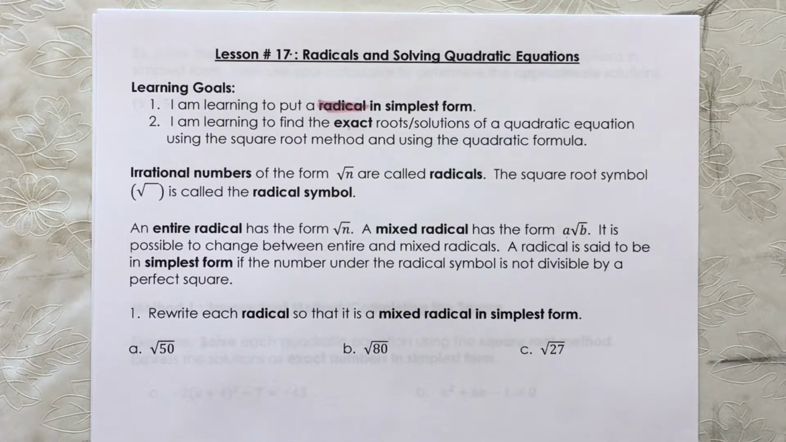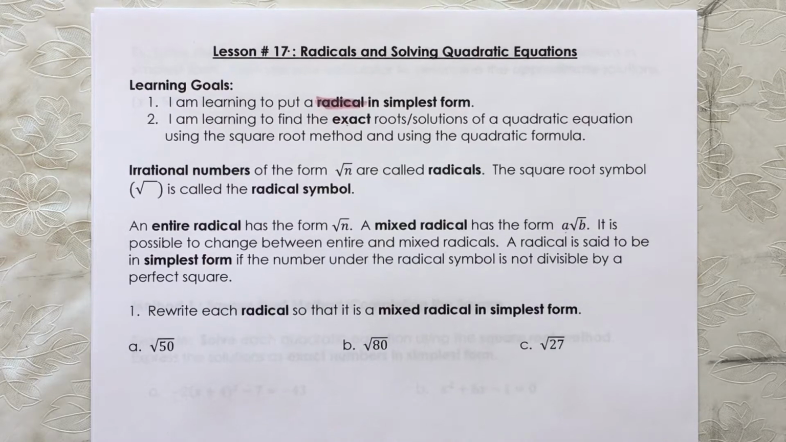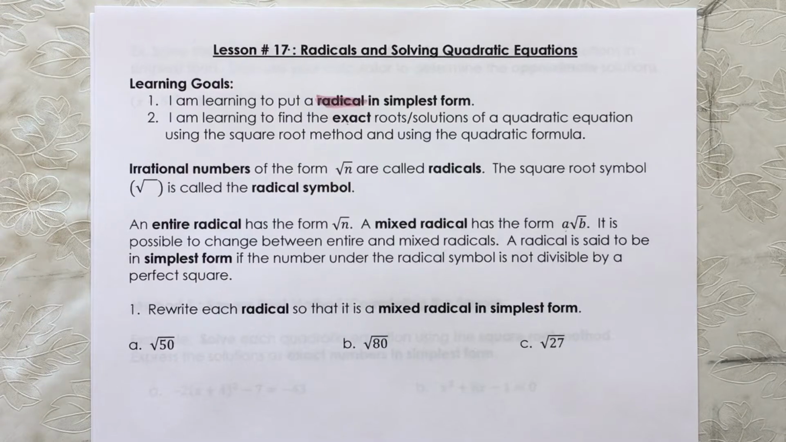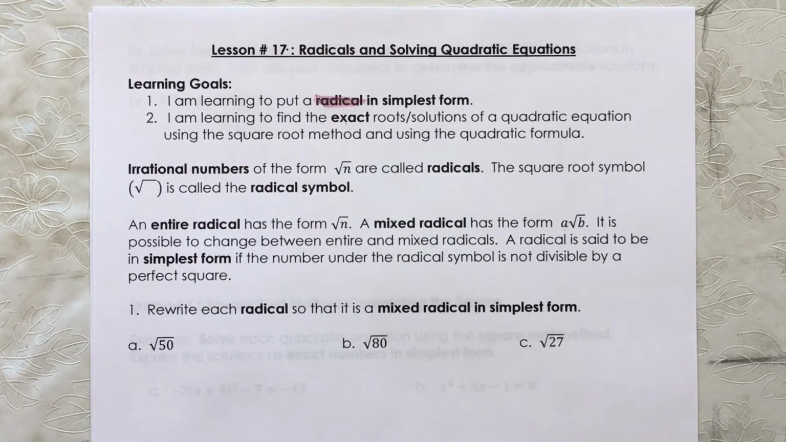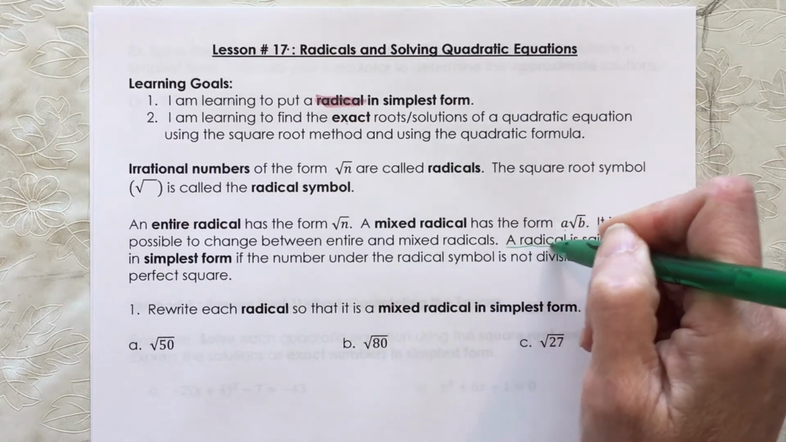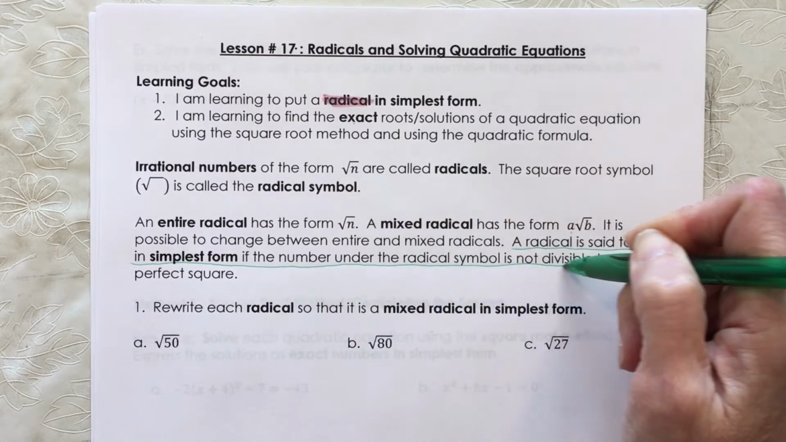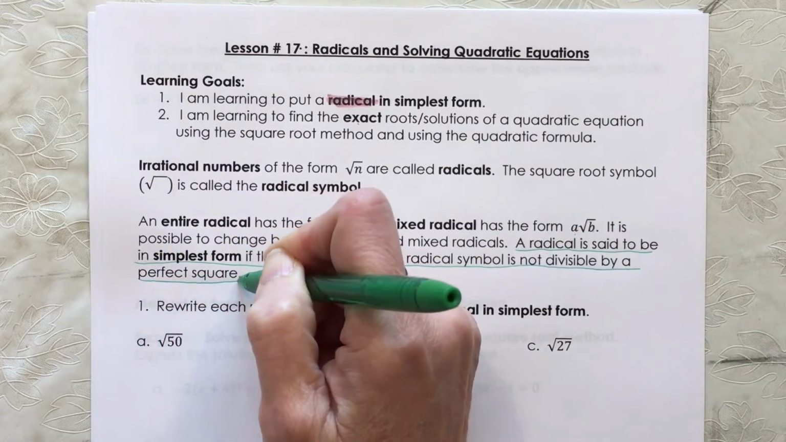It's possible to change between entire and mixed radicals. A radical is said to be in simplest form if the number under the radical symbol is not divisible by a perfect square. So rewrite each radical so that it's a mixed radical in simplest form. Square root of 50. You want to rewrite that in simplest form, and our rule is that a radical is in simplest form if the number under the radical symbol is not divisible by a perfect square.